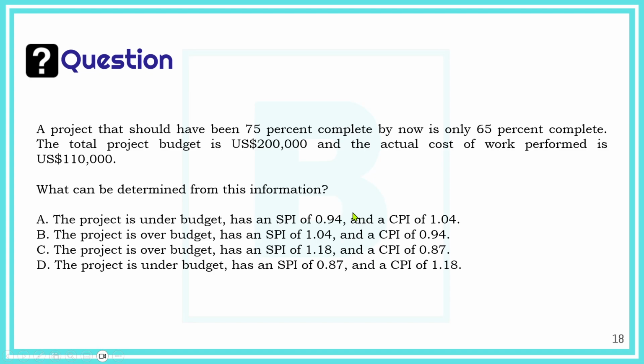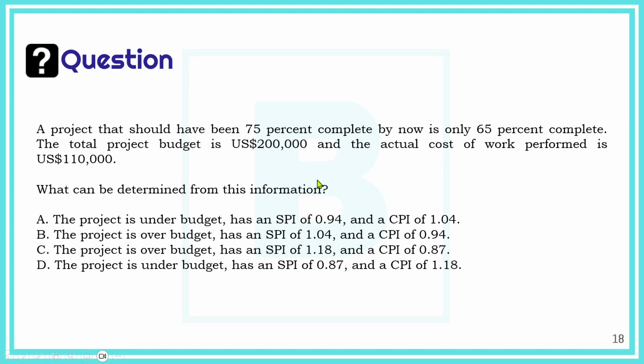Okay. Here's a calculation exercise. A project that should have been 75% complete. So now, when you see that sentence, should have been 75% complete or X% complete, that's the planned value. By now, it is only 65% complete. So when you say it's X% complete, that's the earned value. Okay. The total budget is 200,000, and the actual cost of work performed is 110,000. Okay, so BAC 200,000, AC 110,000, PV 75% of the 200,000, that's 150,000, and EV, earned value, 65% of the 200,000, that's 130,000. Okay, so what can be determined from this?